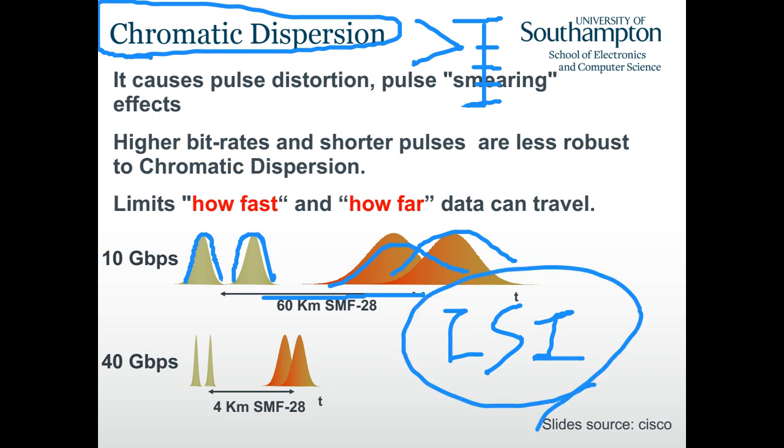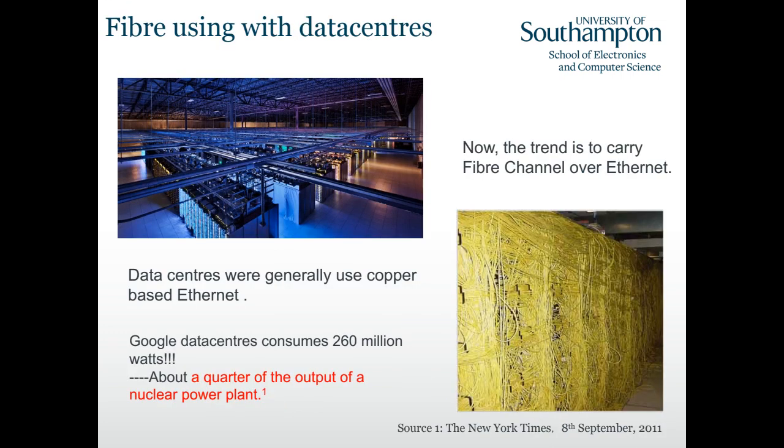Okay, so this is an example of fiber. About 10 years ago, for example, this is Google's data center. Inside of Google data center, they used to use copper cable to convey data, but it consumes a lot of electricity. So nowadays, they have all been replaced by fiber.